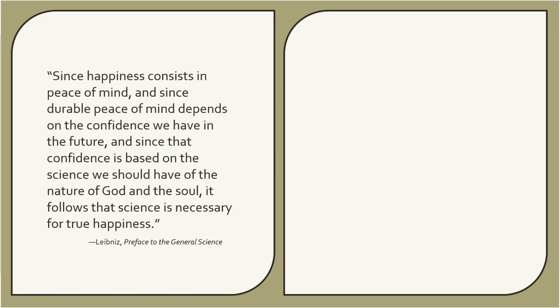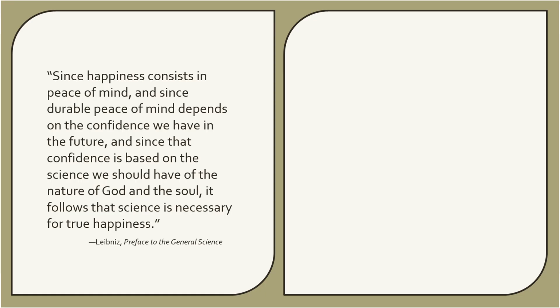Another example. This is from Leibniz. He says, "Since happiness consists in peace of mind, and since durable peace of mind depends on the confidence we have in the future, and since that confidence is based on the science we should have of the nature of God and the soul, it follows that science is necessary for true happiness."